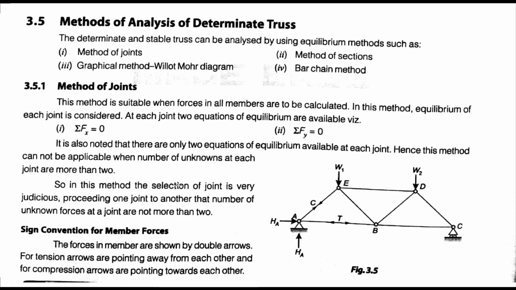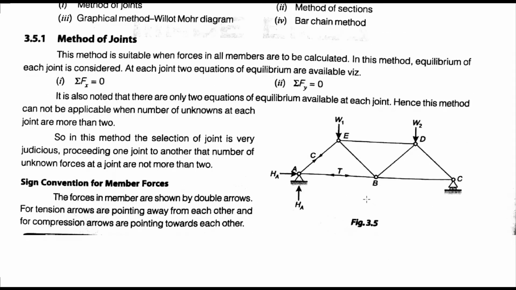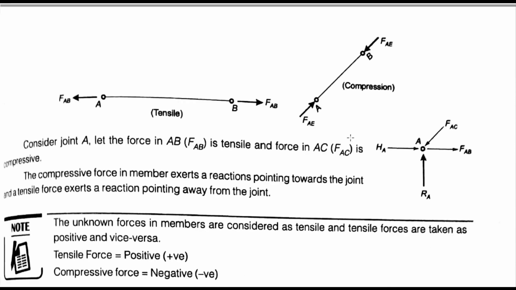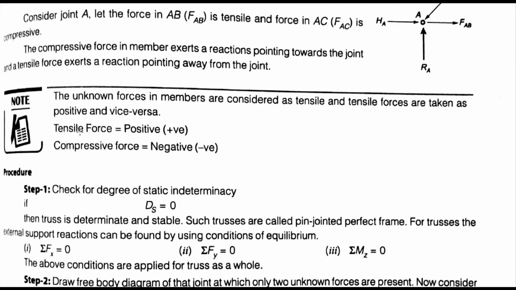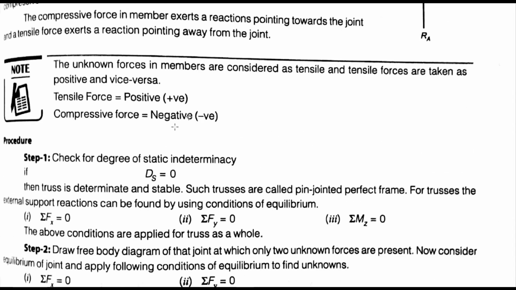In this method, the selection of joint is very important. After that, we proceed from one joint to another such that the number of unknown forces at the joint is not more than two. By sign convention, compression is negative and tension is positive. That is, tensile force is positive and compressive force is negative.